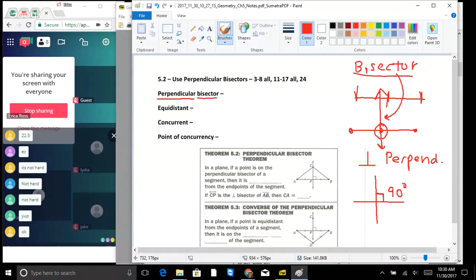So a perpendicular bisector would be, I have a line, here is my midpoint. Then let's do another line that intersects at the midpoint and it's at 90 degrees. Okay, so this would be a perpendicular bisector.